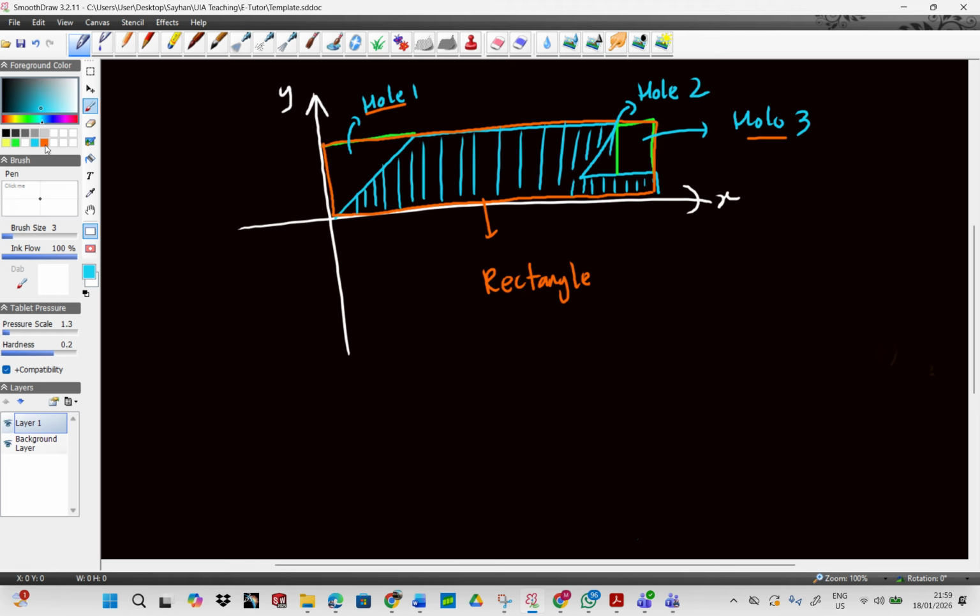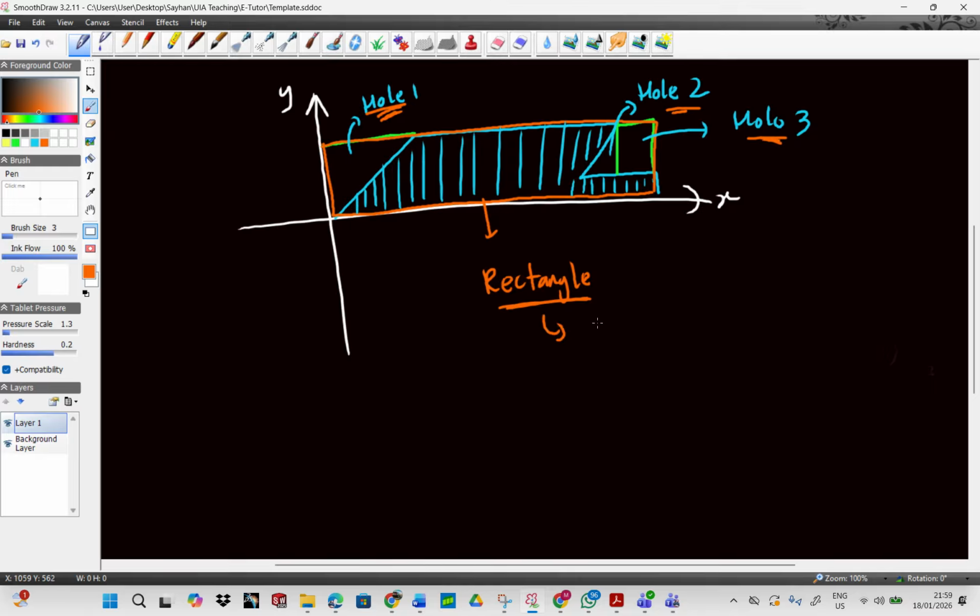And the entire thing is a rectangle. So this is one large rectangle and we cut three holes. Hole 1, hole 2 and hole 3, we get our desired shape. So instead of what we did just now, we are actually going to have a whole shape and we're going to subtract the holes itself.